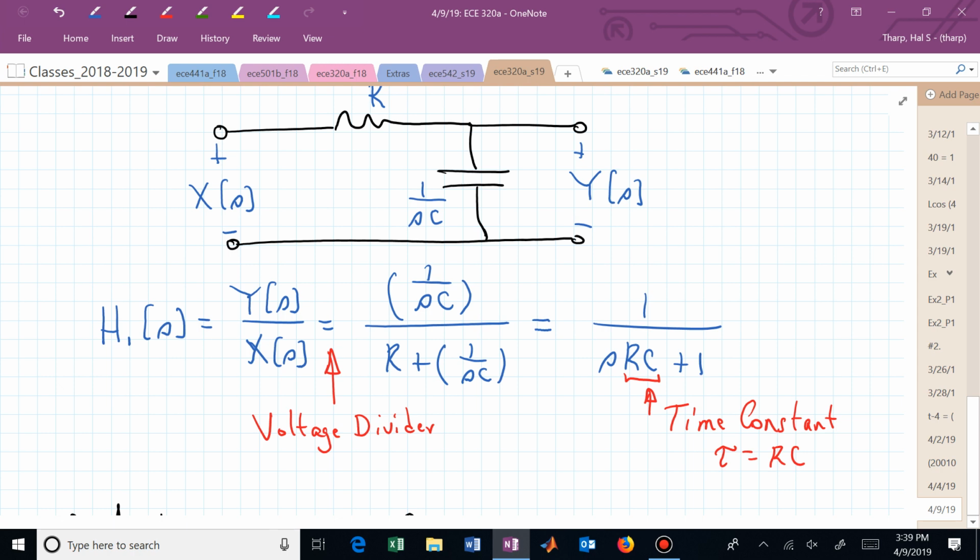If you're exciting this circuit with something that continues for a long period of time, you're going to now have to wait 5 time constants before the transients are gone and you're in a steady state operation. That steady state could be a constant steady state, or it could be a sinusoidal steady state. We use steady state to refer to both.